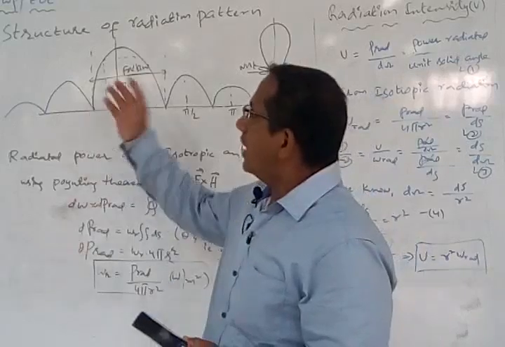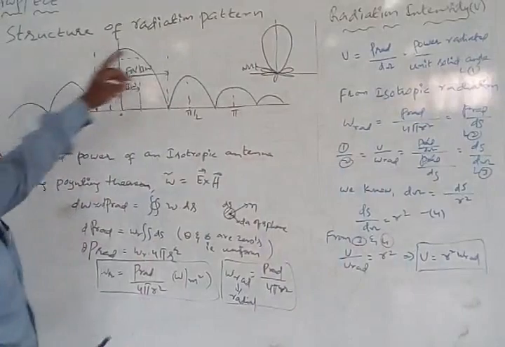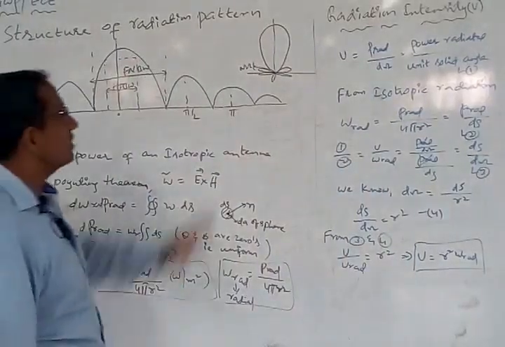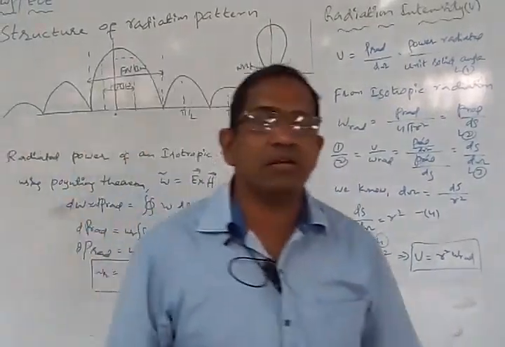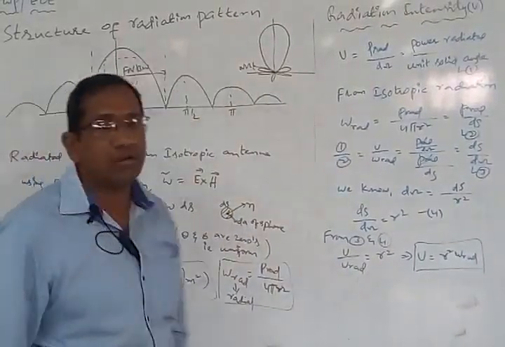We will try to address two issues in today's class. One is going to be the structure of the radiation pattern. In the last class, we have seen various radiation patterns of an antenna, right? So now let's look into the structure of a radiation pattern of an antenna.